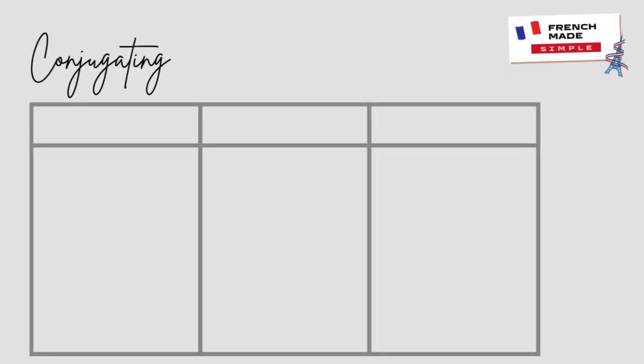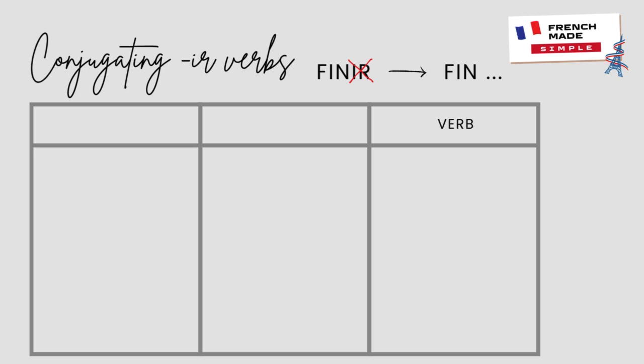Just like ER verbs, IR verbs follow a regular pattern. So let's take the verb finir as an example, which means to finish in English. Step 1, remove IR ending. So from finir, we remove IR and we're left with fin. That's what we call the stem of the verb.